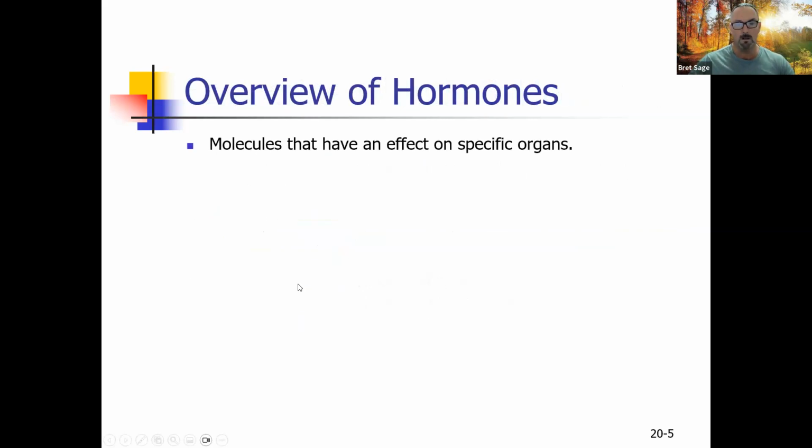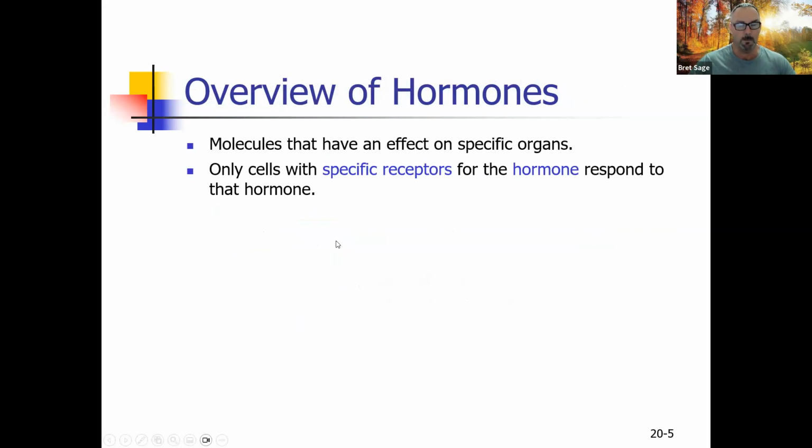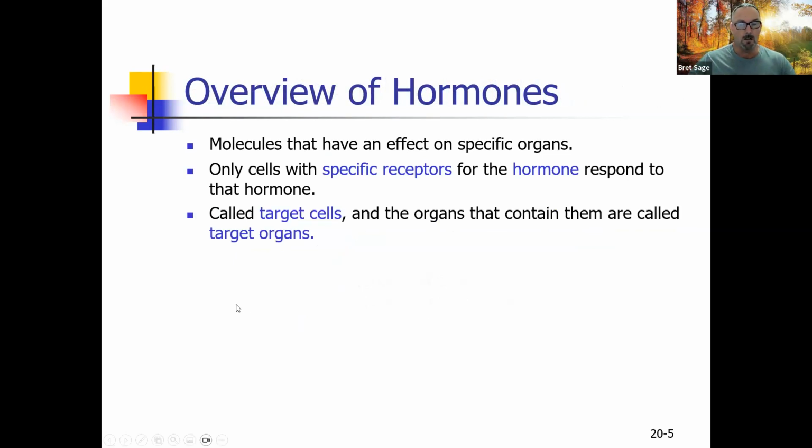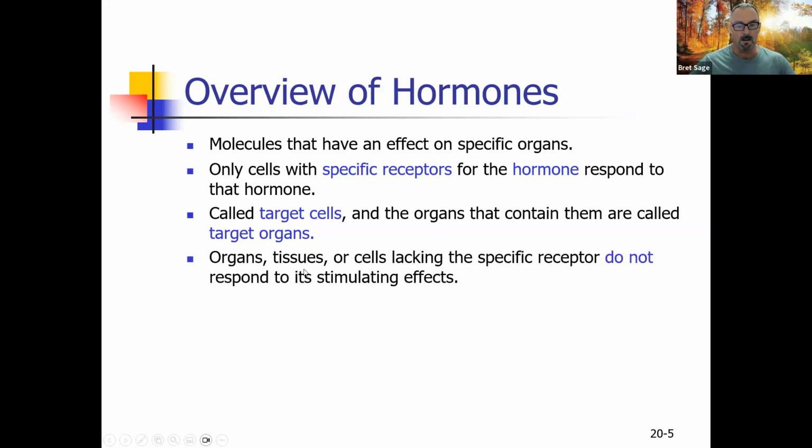Hormones. What are hormones? They're molecules that have an effect on a specific organ or cell. Only cells with specific receptors, or places to grab hold of that hormone, respond to that hormone. They're called target cells if they can respond to a particular hormone. So the target cell for a hormone is a cell that contains the receptors that would bind the hormone, causing a physiological reaction inside the cell. Organs, tissues, or cells lacking the specific receptor do not respond to its stimulating effects. So if a cell or an organ does not have a receptor for a hormone and the hormone's there, it's not going to affect that cell at all.